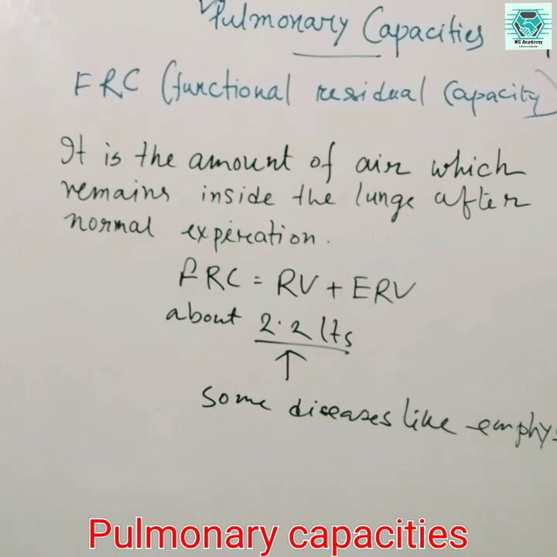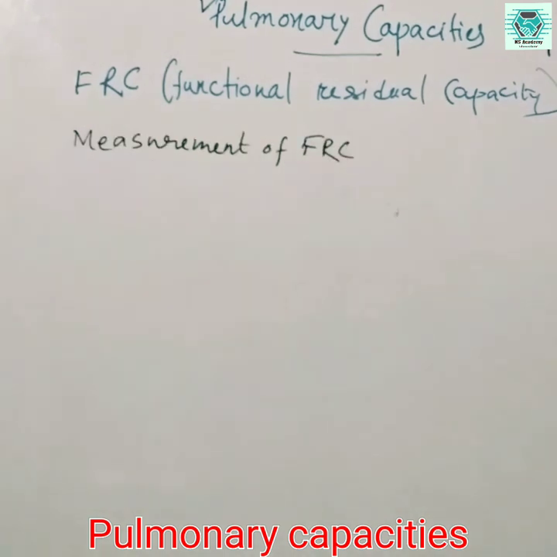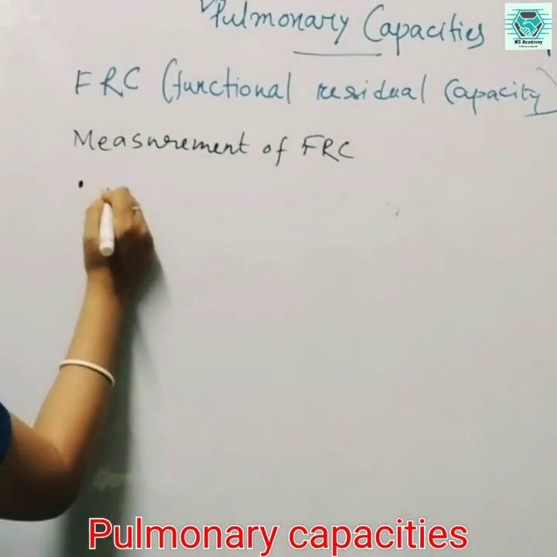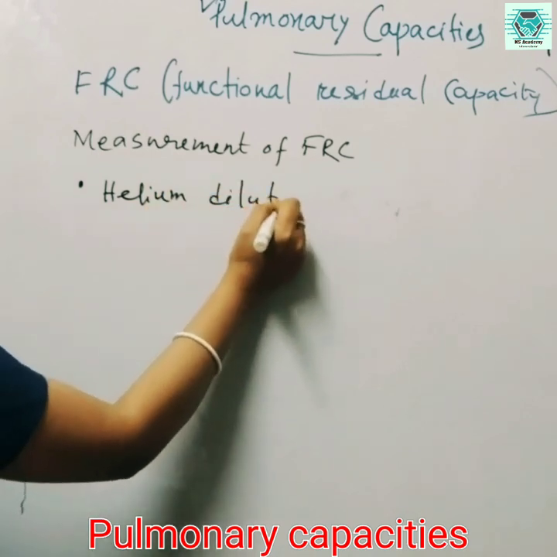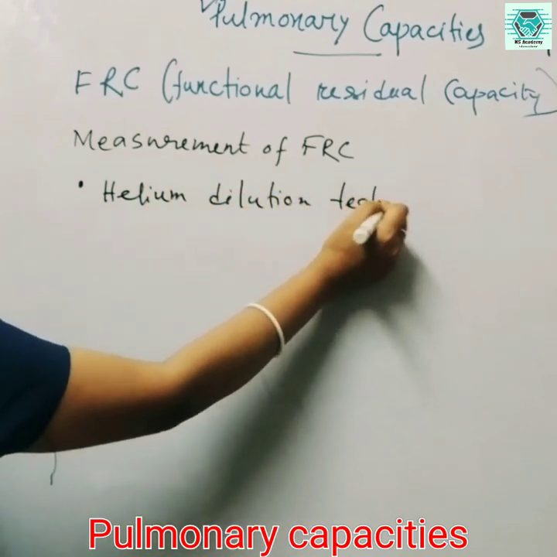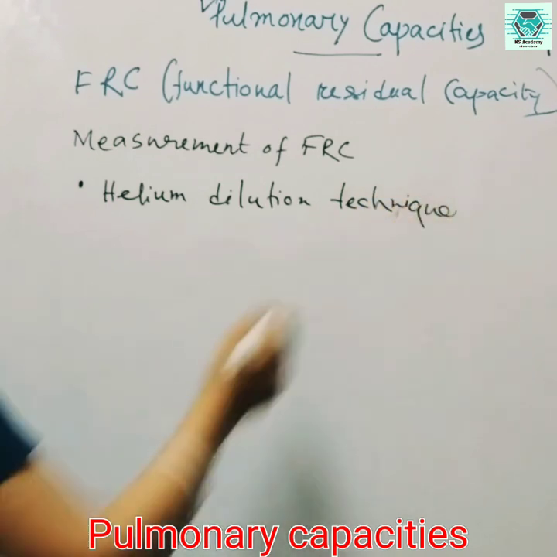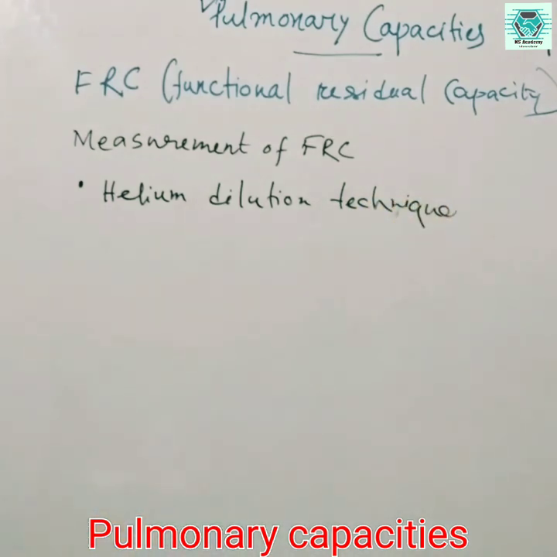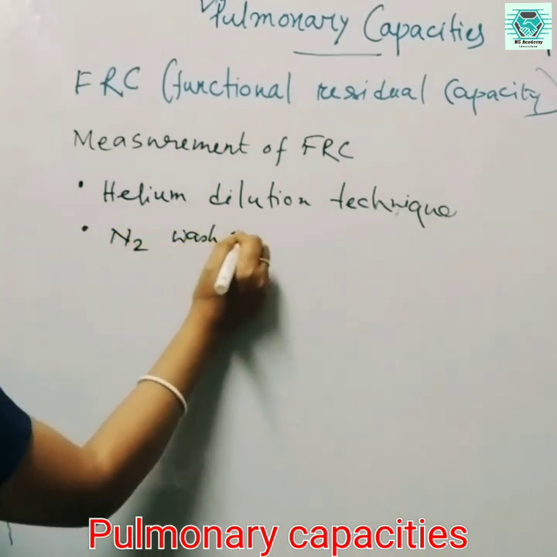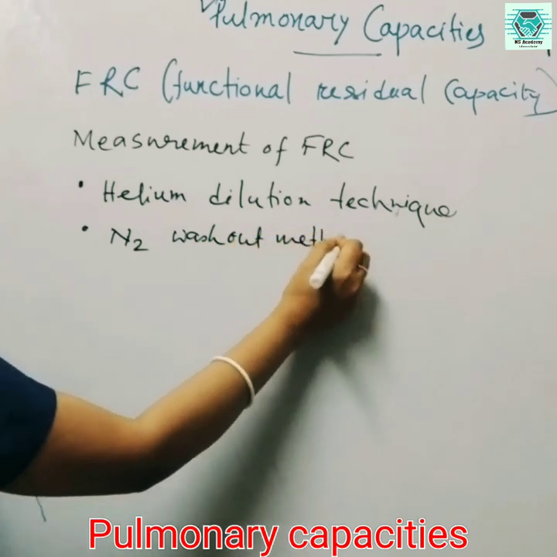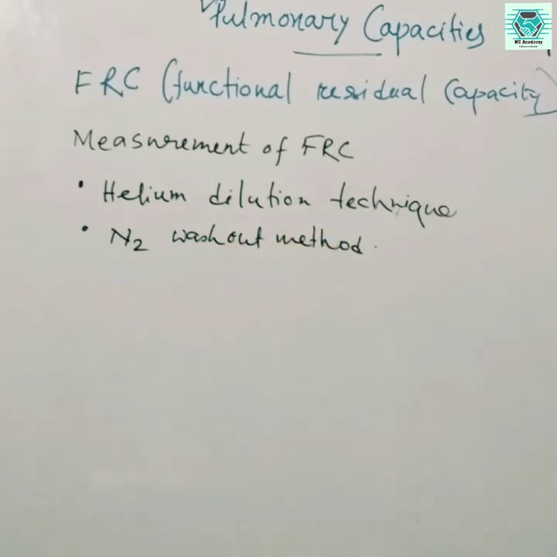So how do we measure FRC? In the measurement, there are two techniques. Number one is the helium dilution technique, and number two is the N2 washout method. Next I will discuss the helium dilution technique first.